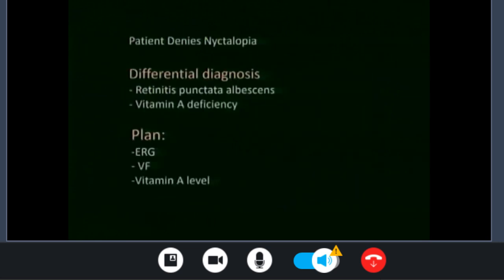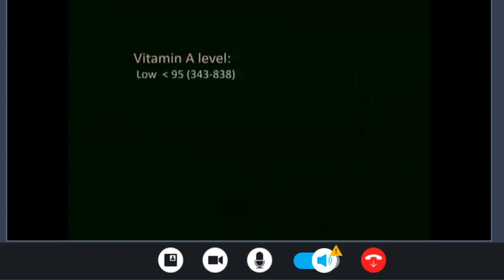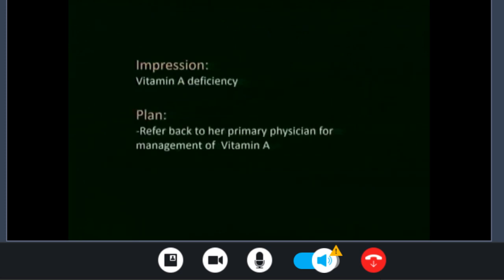The patient denies nyctalopia. The differential diagnosis was retinitis punctata albicans and vitamin A deficiency. The plan was ERG, visual field, and vitamin A level. At the next visit, the ERG showed reduced photopic and scotopic response. Vitamin A level was low, it was 95. So the impression was vitamin A deficiency. The plan is to refer back to her primary physician for management of vitamin A.